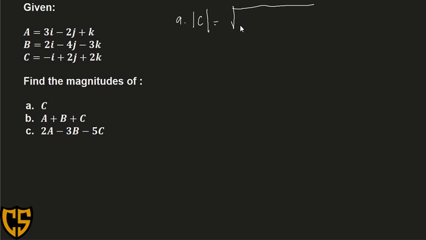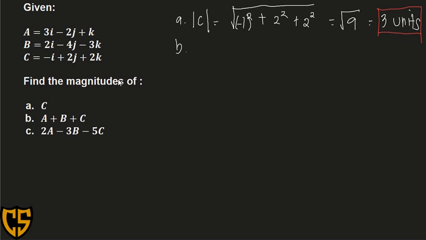Negative 1, 2, 2. So we have negative 1 squared plus 2 squared plus 2 squared. So that is 1 plus 4 plus 4, square root of 9. So aton answer will be 3 units. Okay, for letter A, diretso na, that one will be aton final answer na dayon.